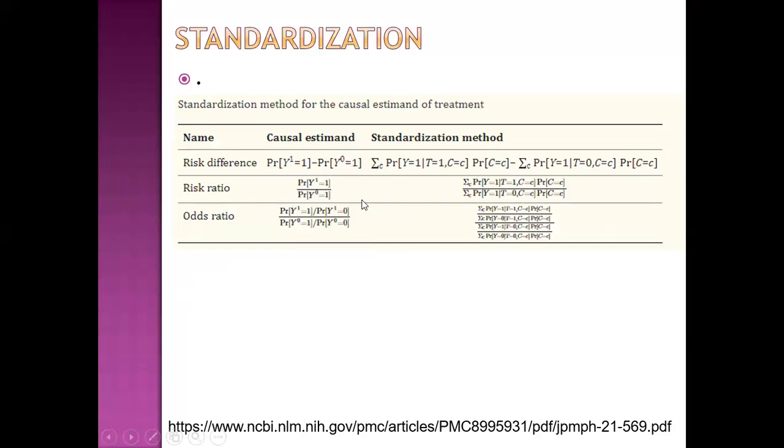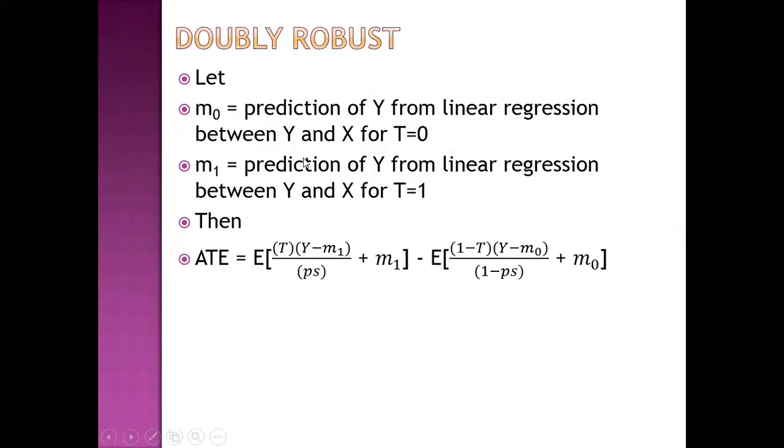So this is about standardization. Standardization method for causal estimate treatment. This I have taken from this article. So this is the standardization method here. Then another technique is doubly robust. So let m sub 0 be the prediction of Y from linear regression between Y and X for units which were not treated. And m sub 1 is the prediction of Y from linear regression between Y and confounders for units which have been treated. Then the average treatment effect formula becomes this.